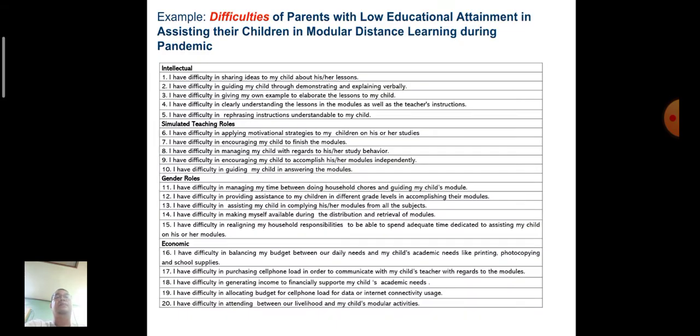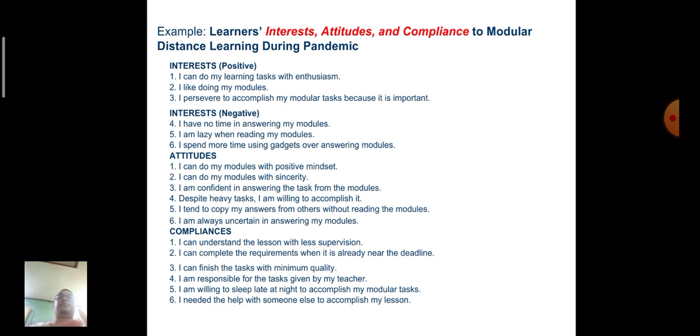Okay. Here are some examples of the first research title on difficulties of parents with low educational attainment. We have 4 categories there. Then we also have examples of statements under interest, attitudes, and compliance on the research about learners' interest, attitudes, and compliance to modular distance learning during pandemic. So all you need to do if you get lost is try to look into these examples.